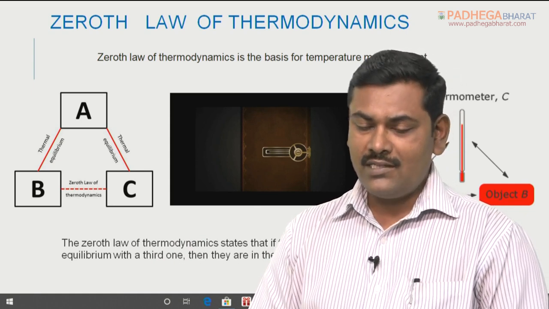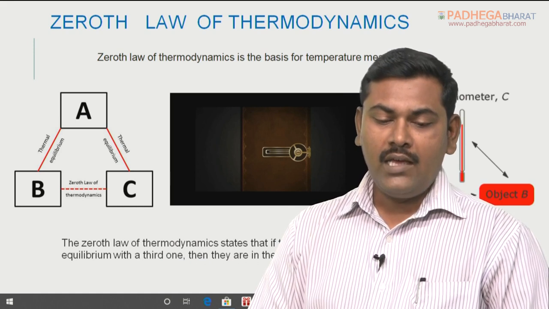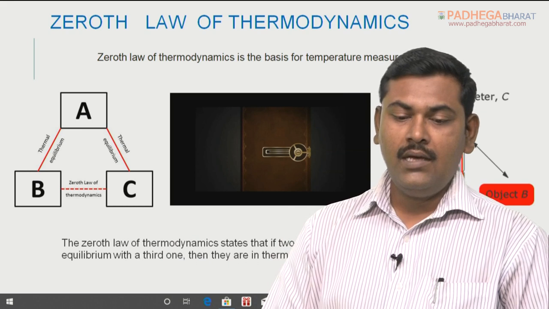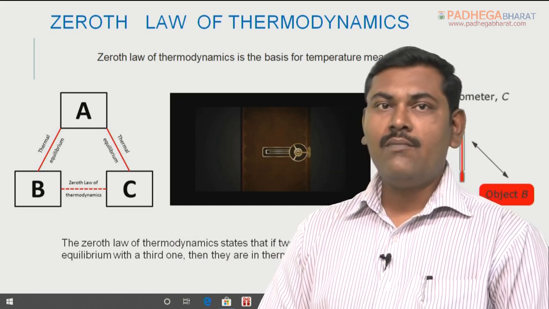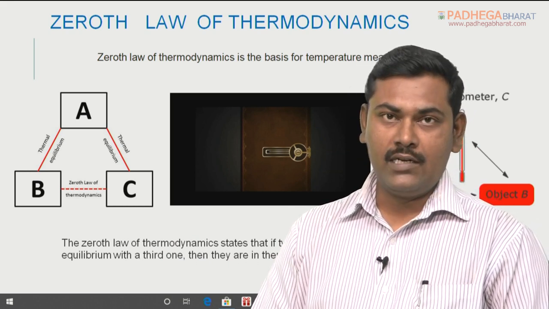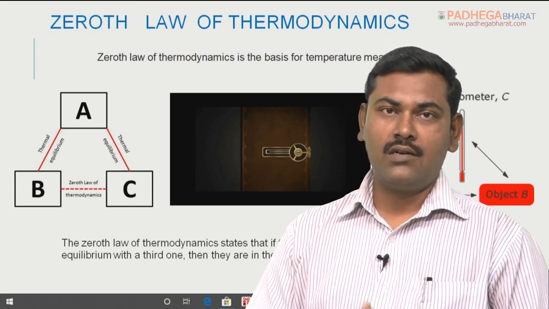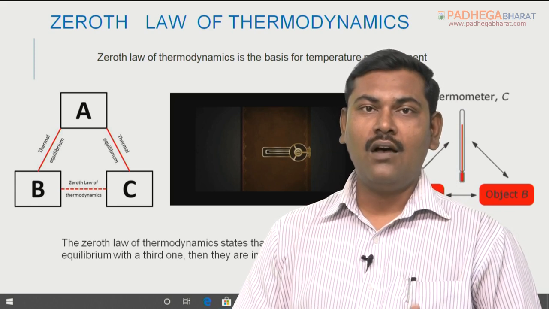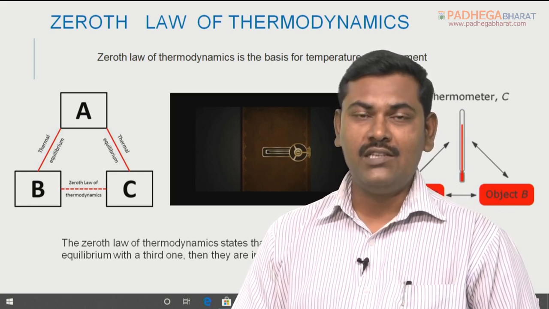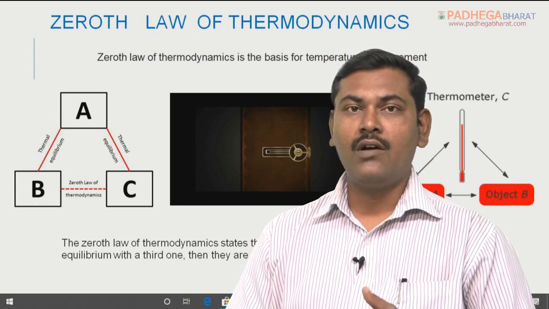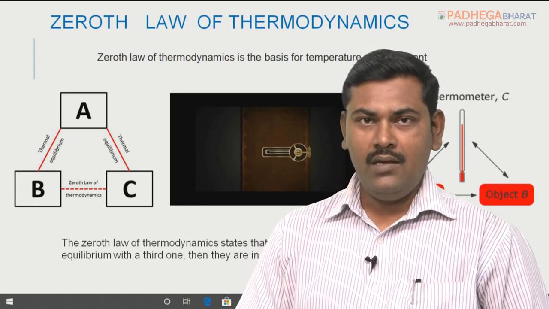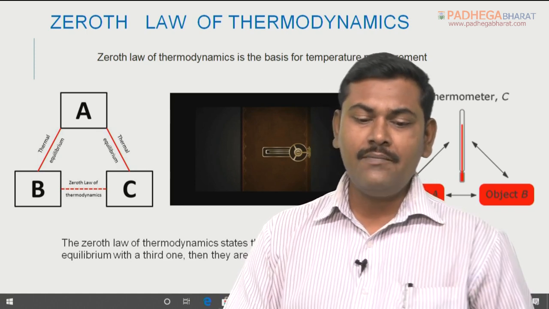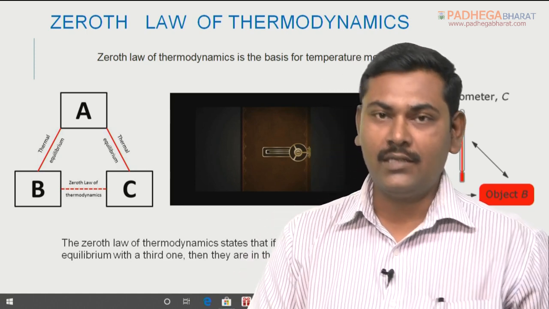Now what does this law state? If body A is in thermal equilibrium with body B, and at the same time body A is also in thermal equilibrium with body C independently, then we can conclude that body B and C are also in thermal equilibrium with each other. That means the temperatures of body A, body B and body C are all the same.